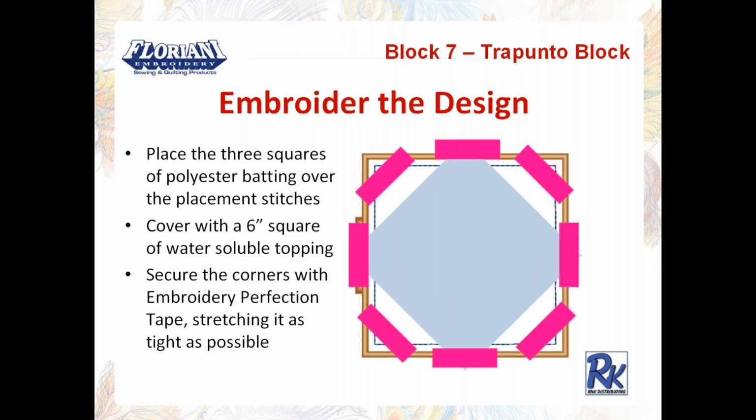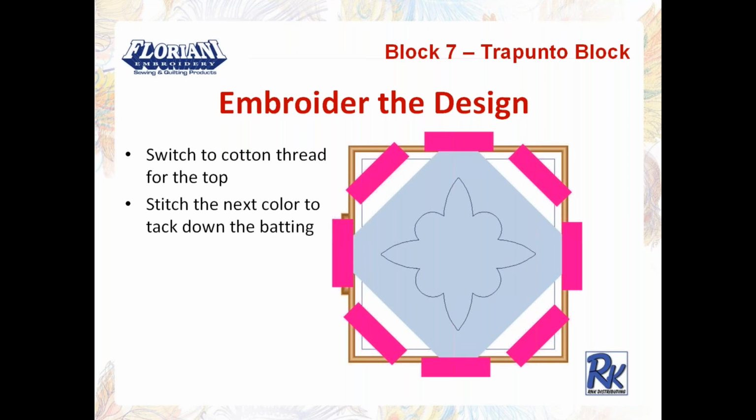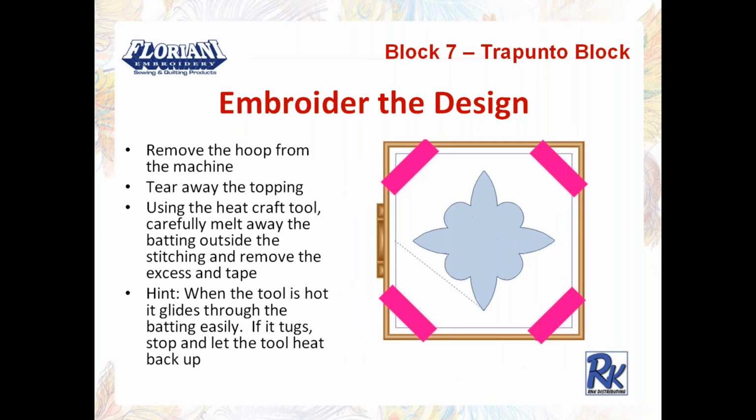And we're using the topping primarily to squish those 3 layers of batting down so that they don't get hung up in your presser foot, and to give the machine a flatter surface to glide over, again, so we don't shift that batting around when we're stitching. So this is kind of an important step. Next, you want to switch to the cotton thread for the top, and like I said earlier, this is optional, and you stitch that down, and this is going to tack down the batting.